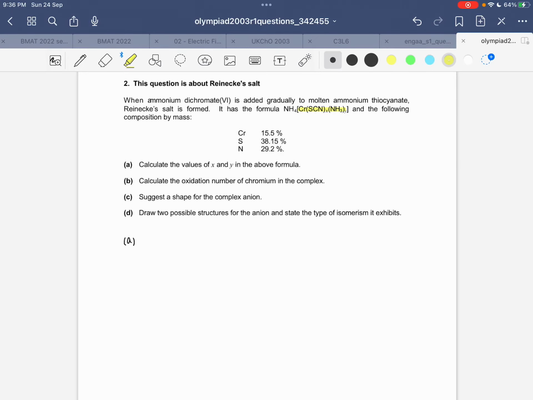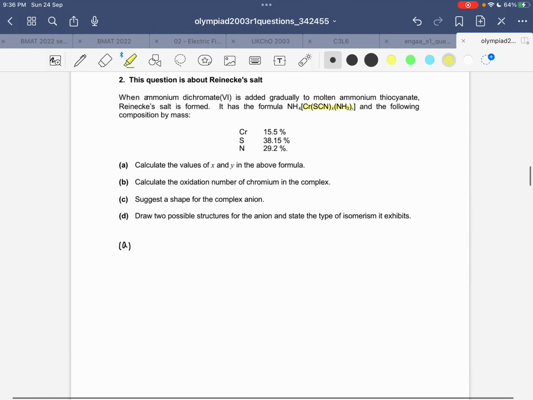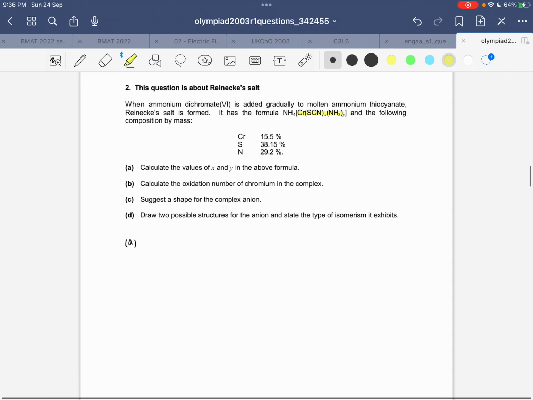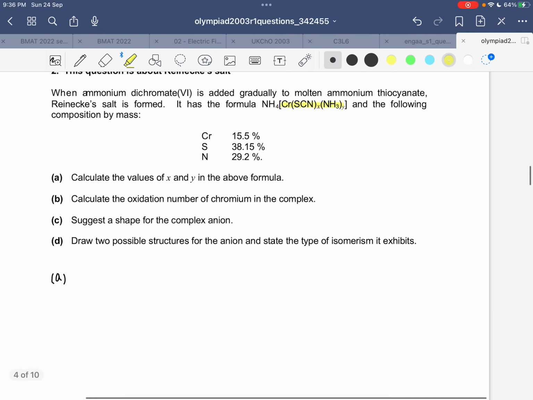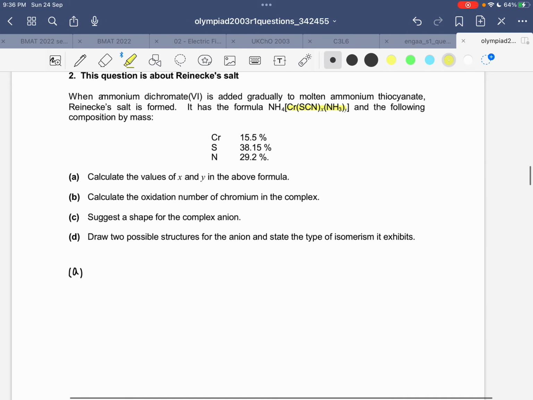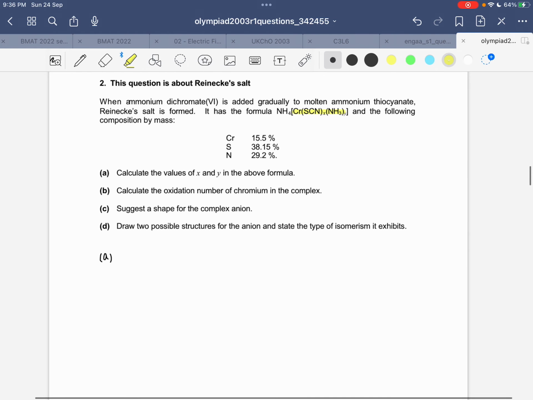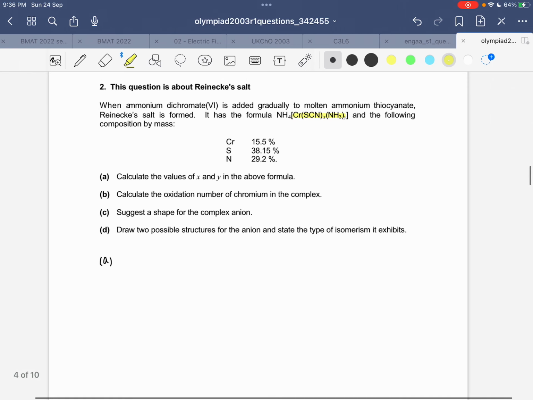Today we will be looking at question 2 of the UK Chemistry Olympiad 2003. So first we look at the question. This question is about a transition metal complex ion, and in part A we are asked to find X and Y in the formula of the complex ion.